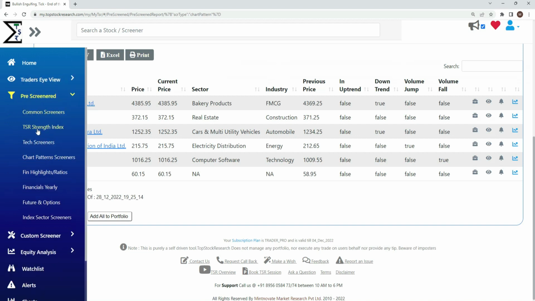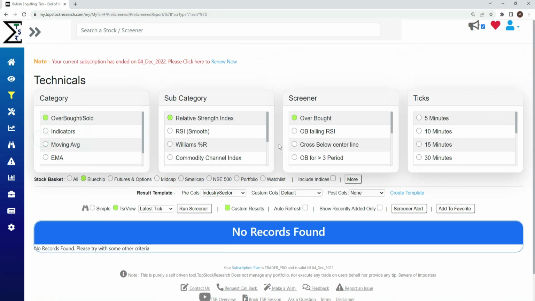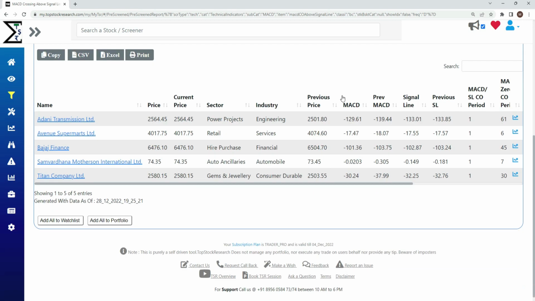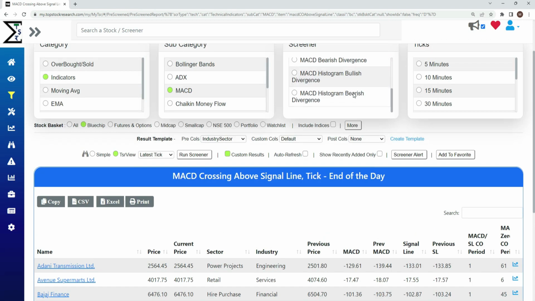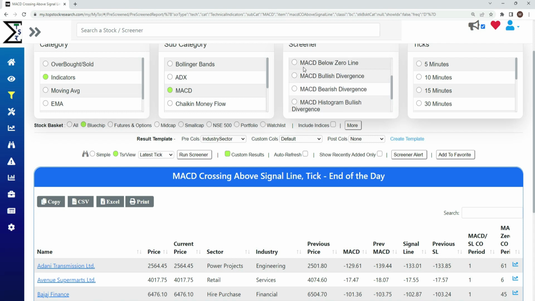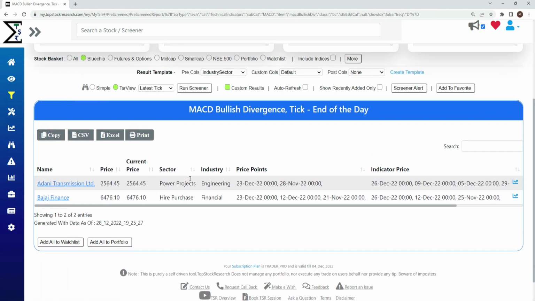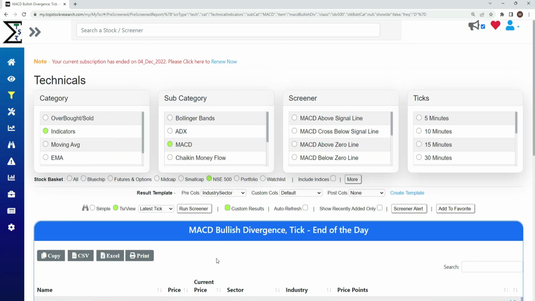Sorry, not chart pattern, technical screeners. We go to indicator, we go to MACD, bullish divergence. Okay, so we saw a few stocks which are latest today, Adani Transmission, as we see in the other places also. Let's increase the scope to 500. Now we go back 10 days, to get a feel of backtesting, which Natesha sir mentioned.